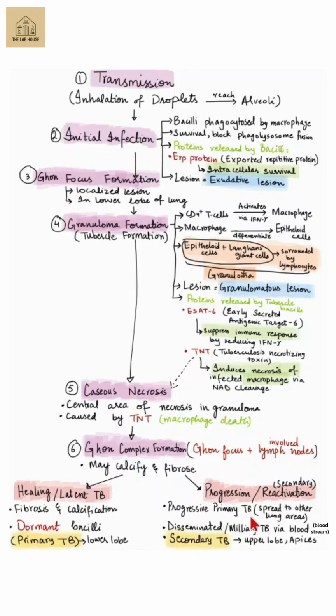Progressive primary TB spreads to other areas of the lungs. It can cause disseminated or miliary TB via the blood. It spreads through the blood, and this process is known as secondary TB infection, which occurs in the upper lobe and the apices of the lung, whereas primary TB occurs in the lower lobe of the lung.